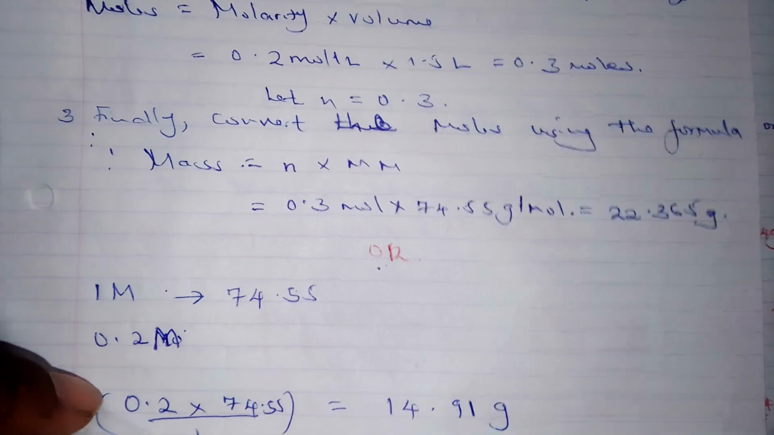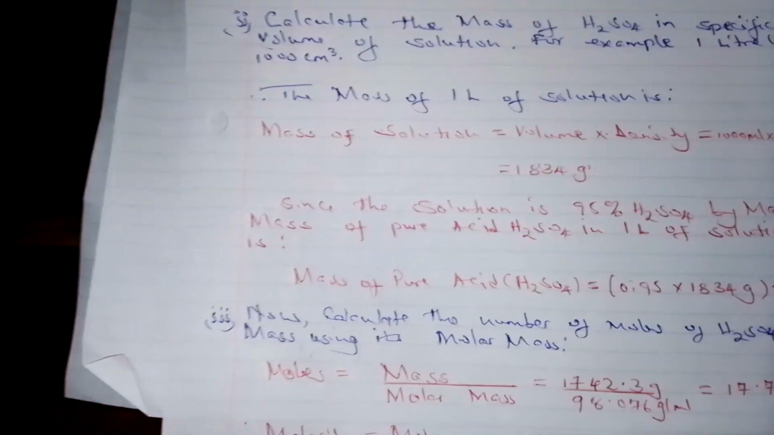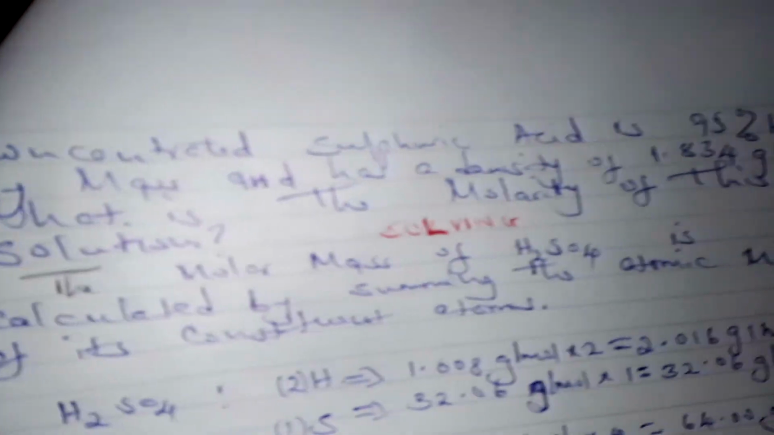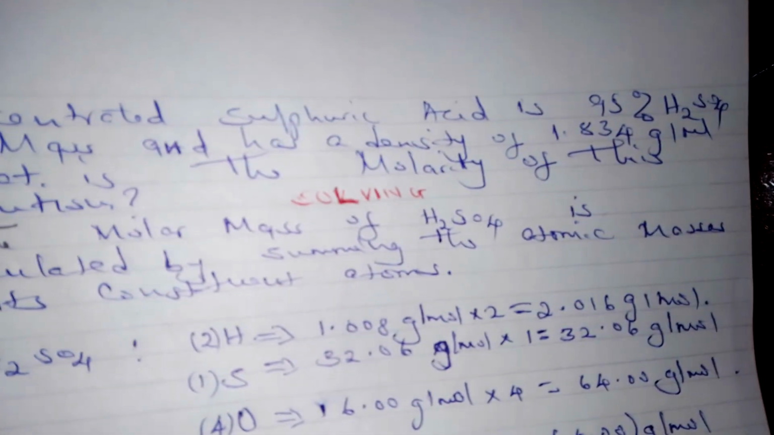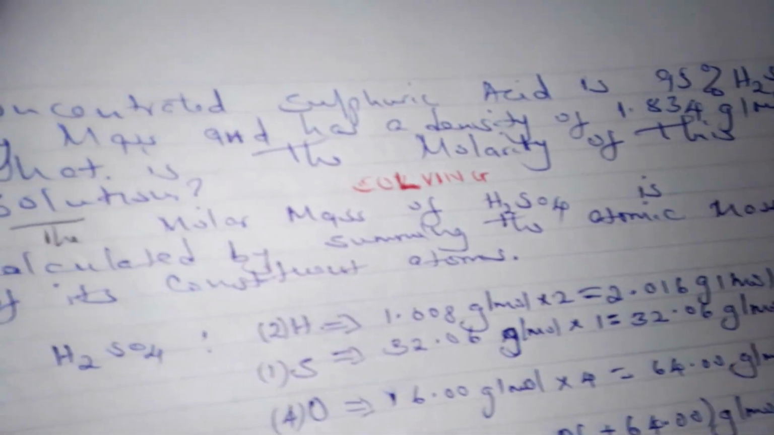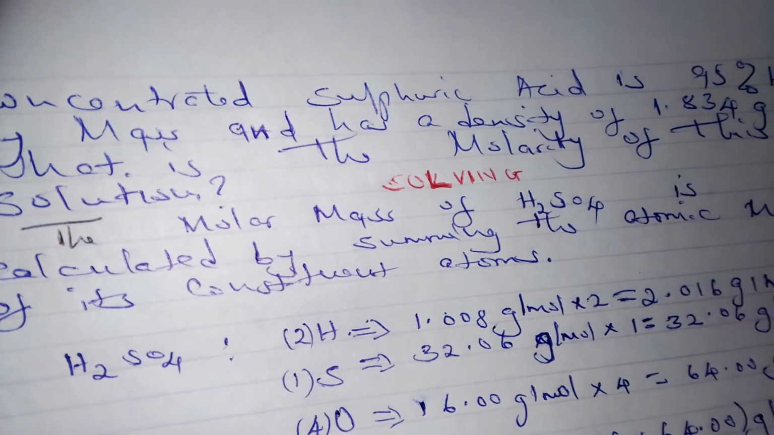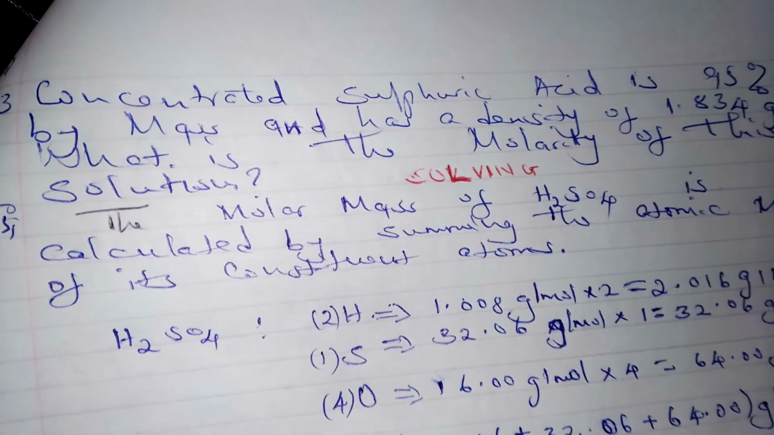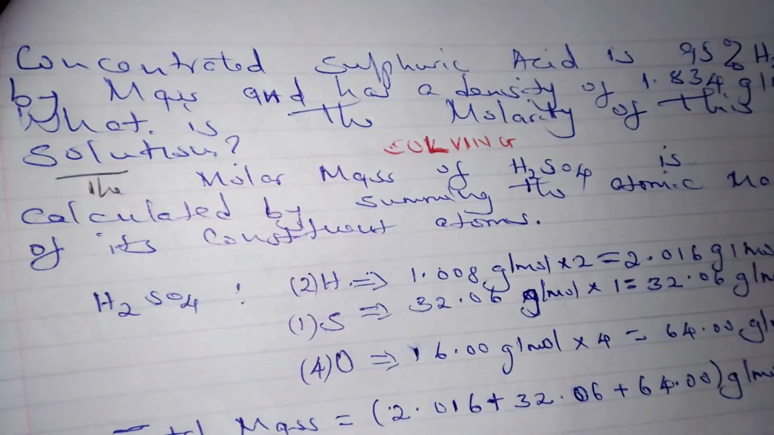Okay, let us go to question 3. Question 3 was asking: concentrated sulfuric acid is 95% sulfuric acid by mass and has a density of 1.834 grams per milliliter. What is the molarity of this solution?